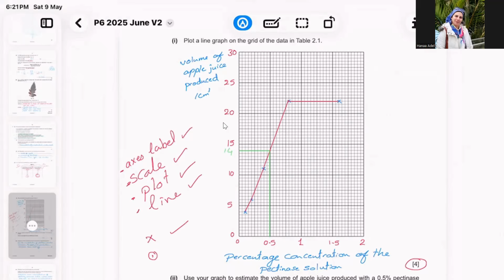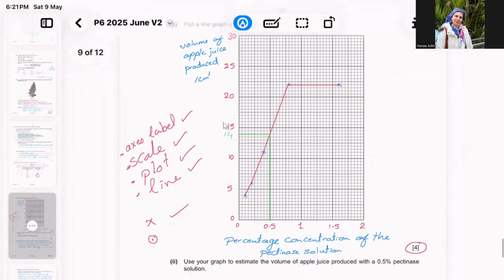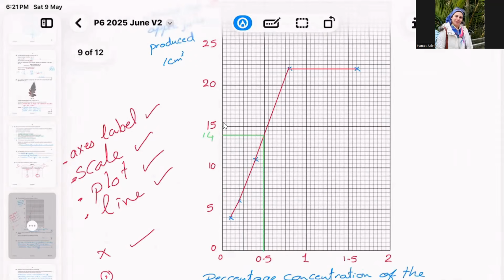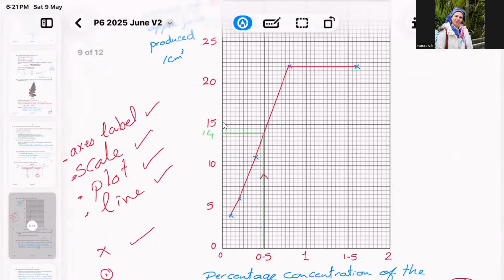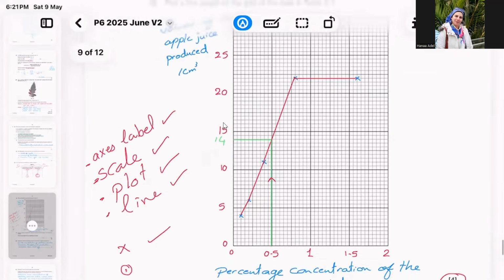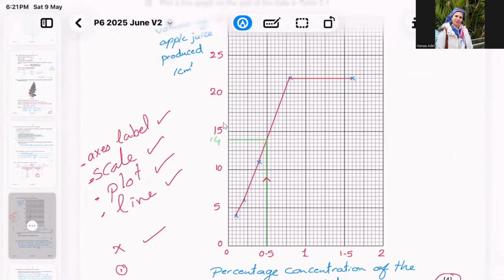Use the graph to estimate the volume of apple juice produced with the 0.5% pectinase solution. So we have to return to the graph. You have to go to the concentration 0.5, go to the intersection with the line and move horizontally to the y-axis to reach the value, which is the volume of apple juice produced per cubic centimeter, and we can find it. And you have to show your work on the graph paper.